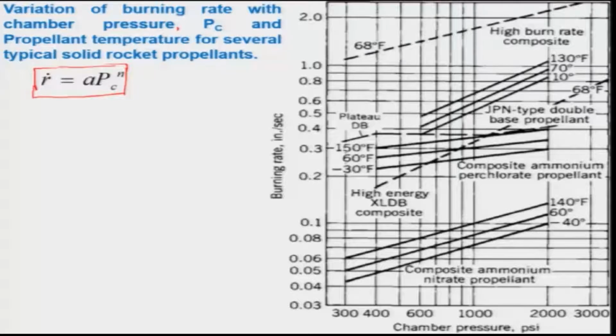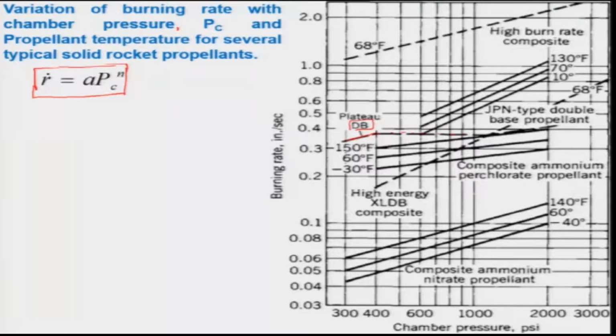You can see that it is being plotted on a log scale, and let us consider the double base propellant. This is the double base propellant, and it is increasing with the chamber pressure, but beyond this 400 psi, it remains almost constant, indicating that the pressure index will be 0, and this we also call plateau burning.